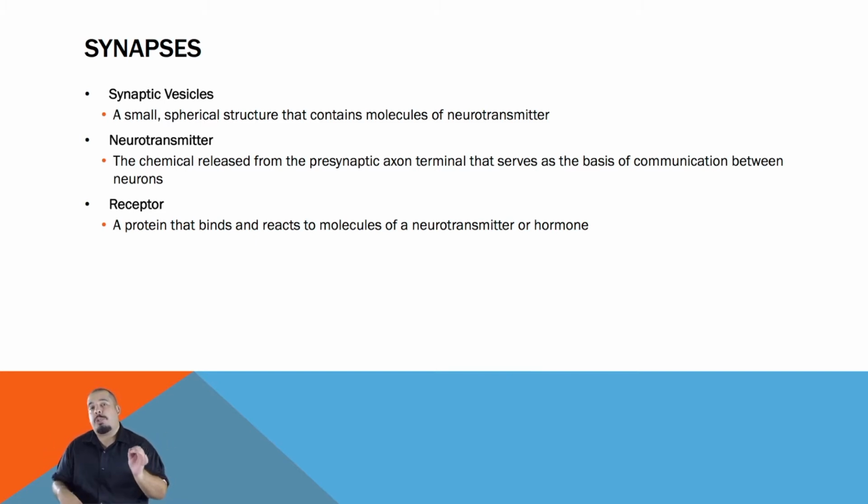There are specialized proteins on the postsynaptic membrane that are responsible for receiving the neurotransmitter. In some neurons, instead of neurotransmitter, it is a hormone, but more on that in another chapter.